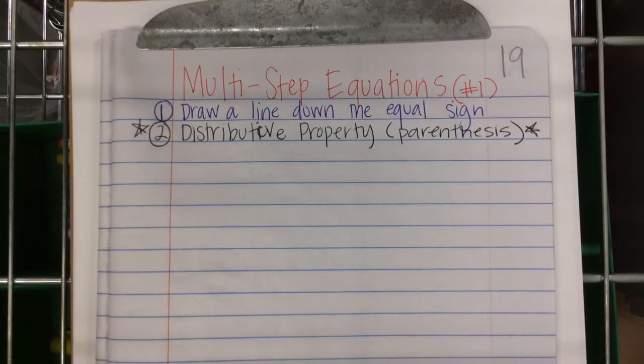Step number 1, draw a line down the equal sign. Step number 2, distributive property. Maybe. If there aren't any parentheses, don't worry about it. Skip it.